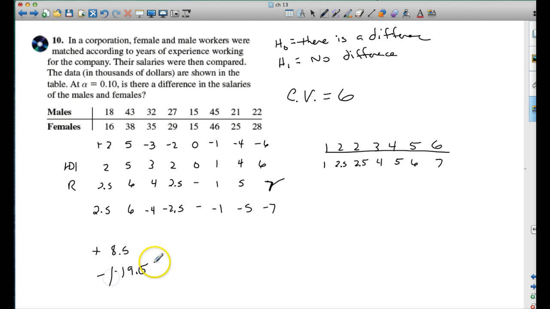Take the absolute value of both of these. So we get 8.5 and 19.5, and our test value is going to be 8.5. 8.5 is not less than 6, so we do not reject the null hypothesis, and there is not significant evidence to support the claim that there is no difference between the two salaries. I wrote that wrong. The null is that there is no difference, and the claim is that there is a difference. So there is not enough support for the claim that there is a difference.